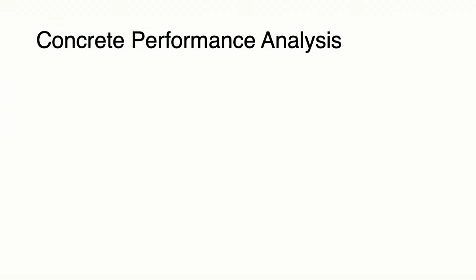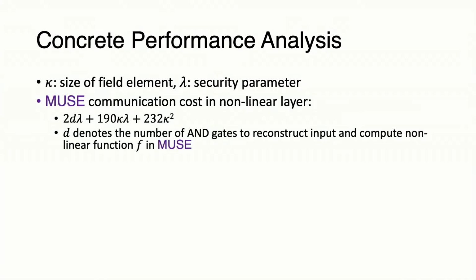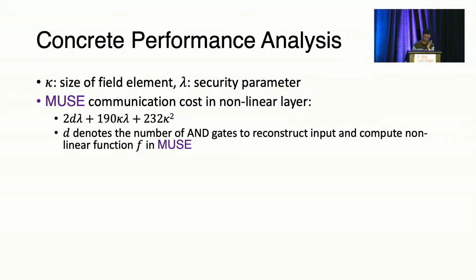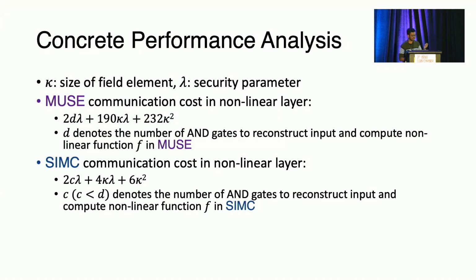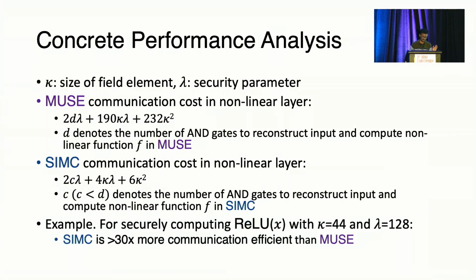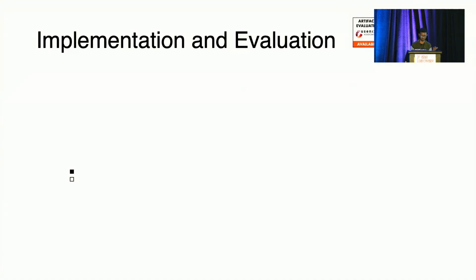Now let's come to the concrete performance analysis of our protocol compared to MUSE. Here kappa again denotes the size of the field element and lambda is the security parameter. The communication complexity of MUSE in the nonlinear layer is 2d lambda plus 190 kappa lambda plus 232 kappa squared, where d denotes the number of AND gates to compute the nonlinear function f. Whereas our protocol takes just 2c lambda plus 4 kappa lambda plus 6 kappa squared, where c is less than d. To concretely see the performance improvement, let us consider the ReLU function and set our field size to 44 bits and lambda to 128. We can see that SIMC is 30x more communication efficient than MUSE.